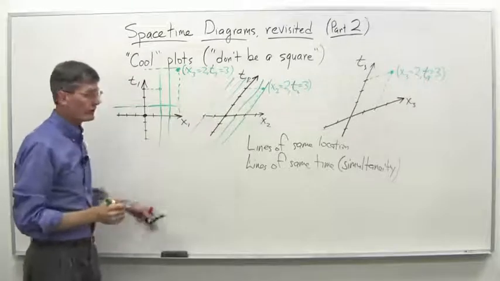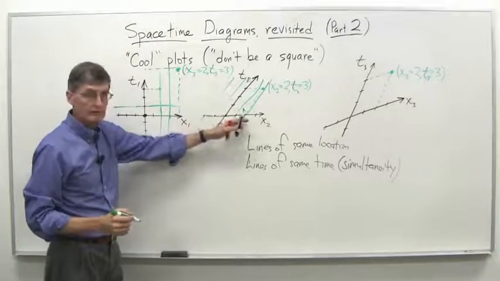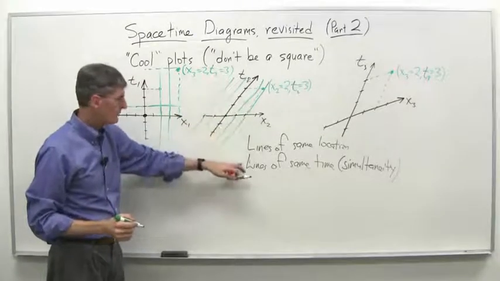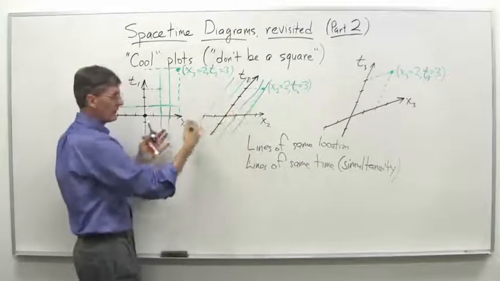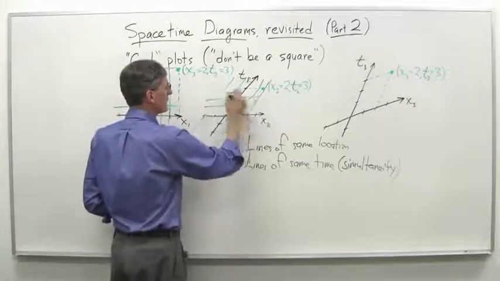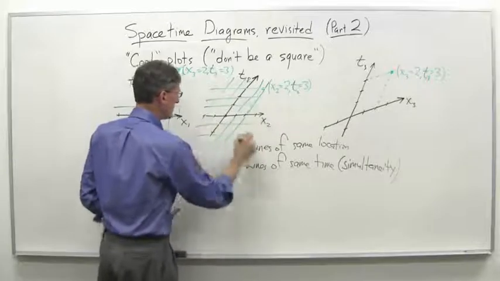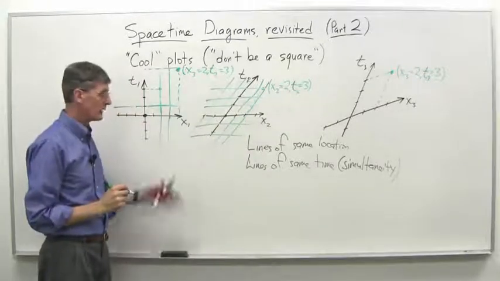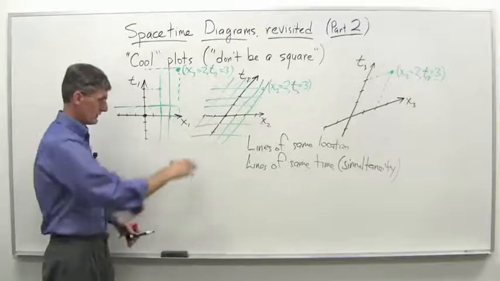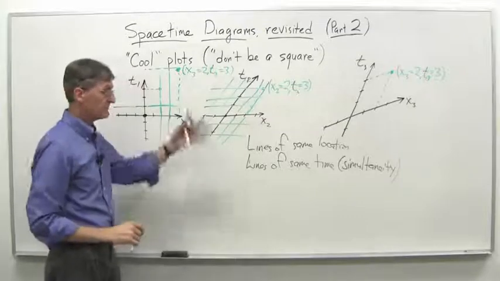So lines of same location on this plot are parallel to the time axis. Lines of same time, because the x-axis is horizontal here, are still going to be the horizontal lines there. So that is what our lines of same location, same time, lines of simultaneity would look like. Again, the horizontal lines being lines of simultaneity.